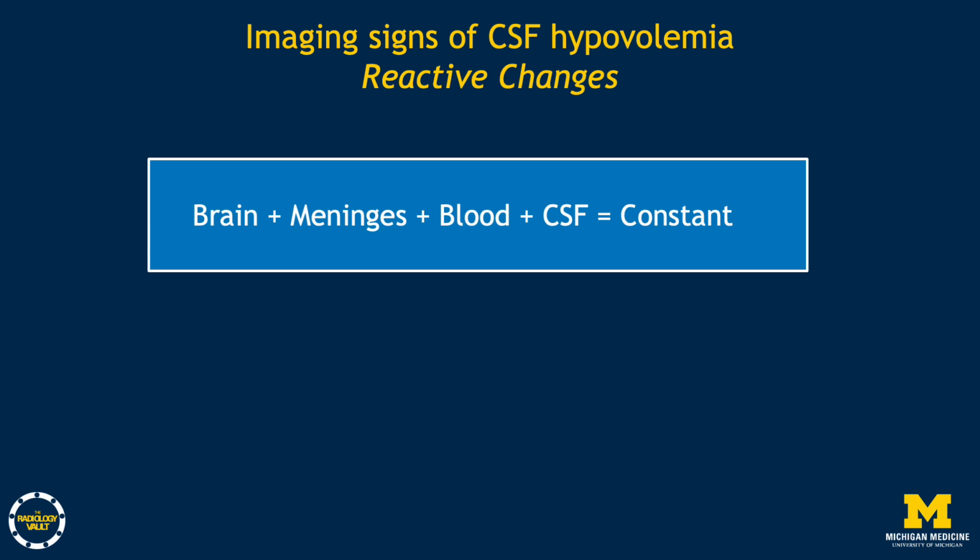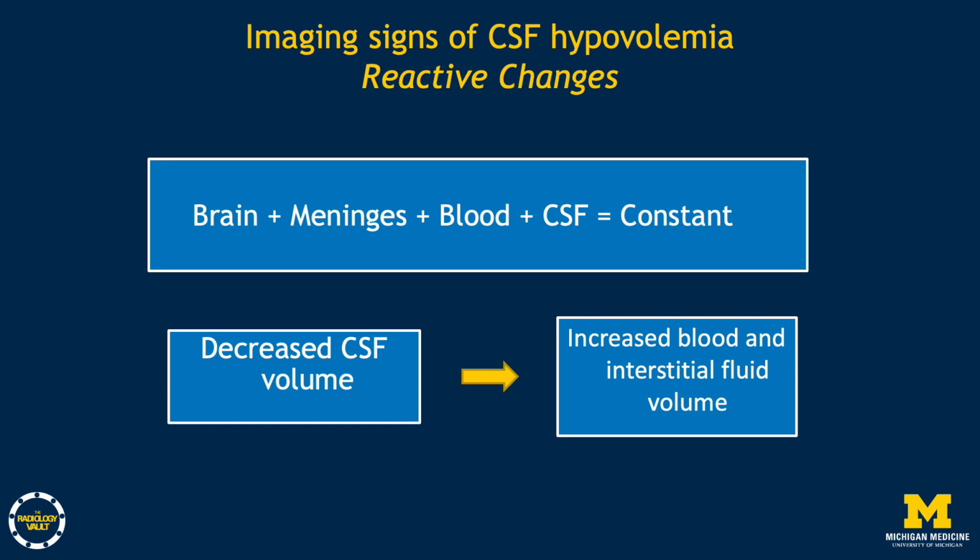Imaging signs due to reactive changes become easy to understand if we keep in mind Monro-Kellie doctrine that states that due to the rigid, non-compliant nature of intracranial cavity, cumulative volume of its contents, namely brain, meninges, blood, and CSF, will always be constant. So when there is CSF hypovolemia in the setting of spontaneous intracranial hypotension, decreased CSF volume will have to be compensated for by an increase in the blood volume or by some other mechanisms, such as the appearance of subdural fluid collections.